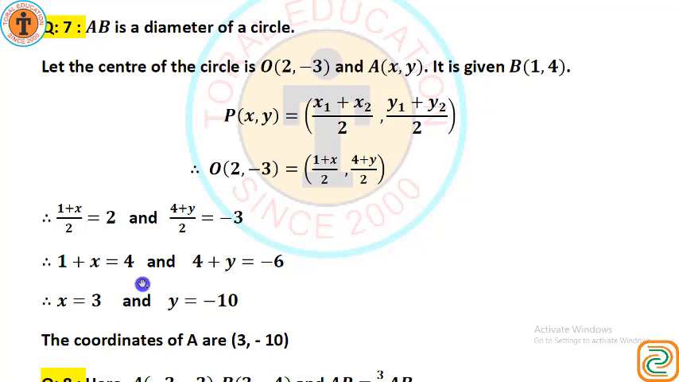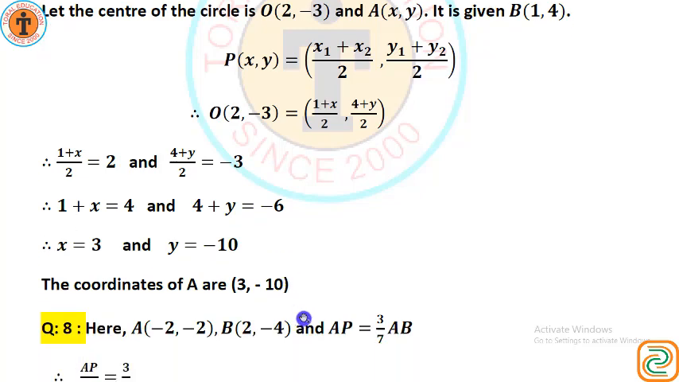So x equals 3, because 4 minus 1 equals 3. And 4 plus y equals -6, which gives us minus 4 when it goes to the right side. -6 minus 4, that is -10. The coordinates of A are (3, -10), because x is 3 and y is -10.